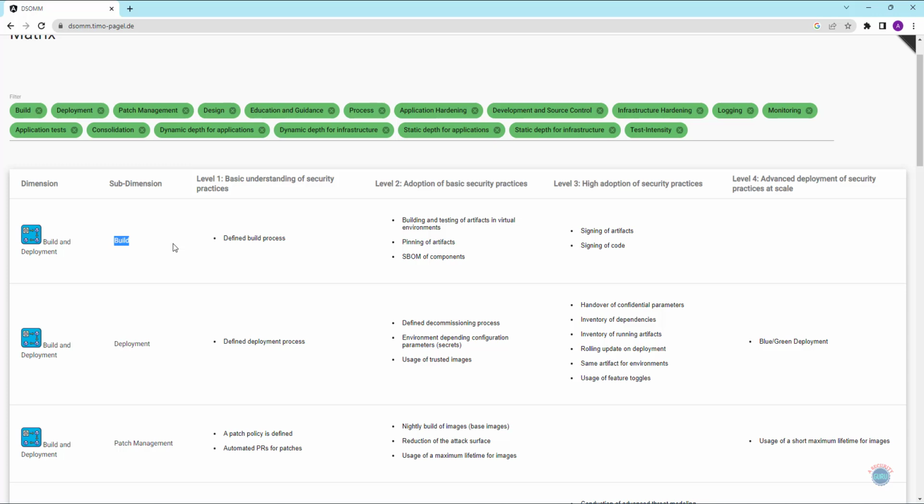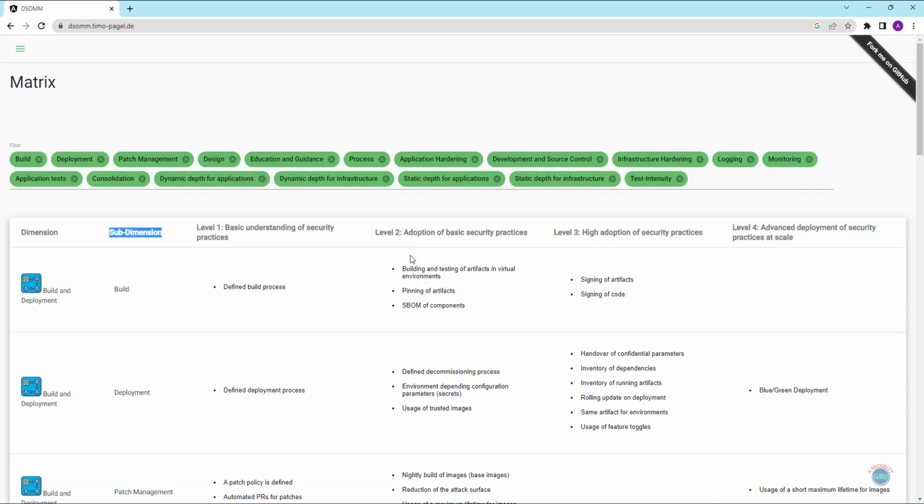Now, in each sub-dimension, there are levels of improvement. So level 1 is the basic process, and as you start implementing or following these best practices, you will start improving your development process, and in turn your overall DevSecOps maturity model level will increase. So the target here is to reach level 4 in each dimension and sub-dimension. So this was all about DevSecOps maturity model. You can go through it.